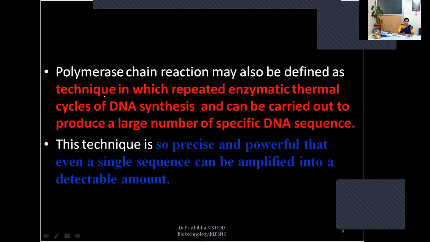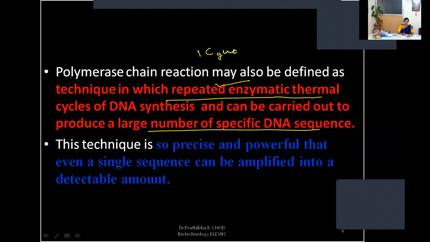Polymerase chain reaction may also be defined as a technique in which repeated enzymatic thermal cycles of DNA synthesis can be carried out to produce a large number of specific DNA sequences. Why did I mention repeated enzymatic thermal cycles? Because one cycle has 3 steps, and the 3-step cycle will be repeated many times to obtain many copies. All that repetition of the cycle will be done and extension will be done by the enzyme.